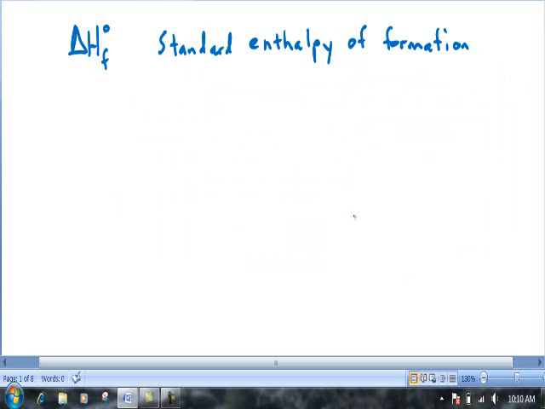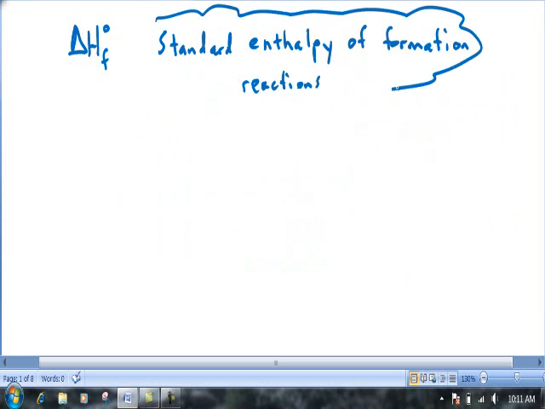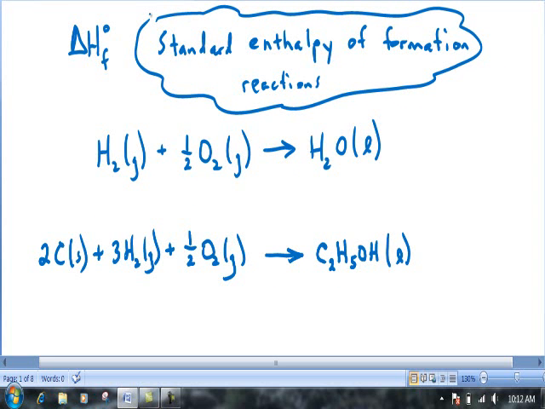There's also something known as standard enthalpy of formation reactions. A standard enthalpy of formation reaction is a reaction to specifically show the formation of a compound. The purpose of a standard enthalpy of formation reaction is to determine the energy content of a molecule or compound, and also to represent what elements go into forming a particular compound.